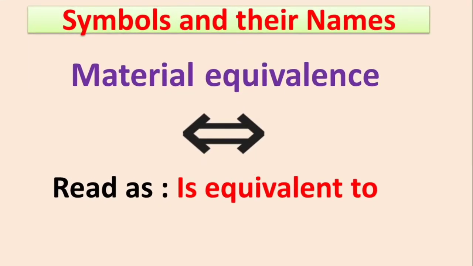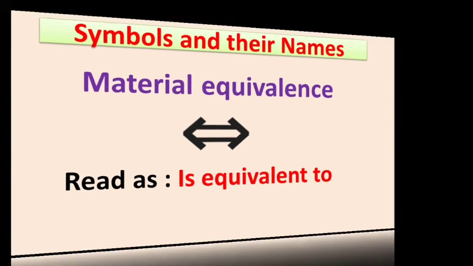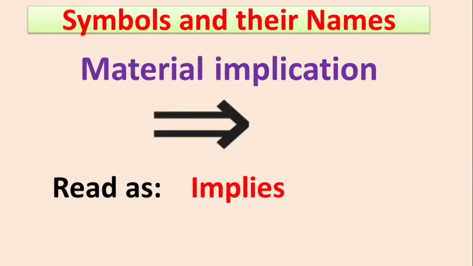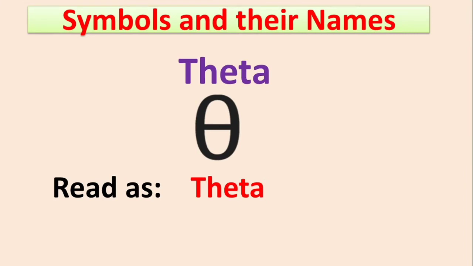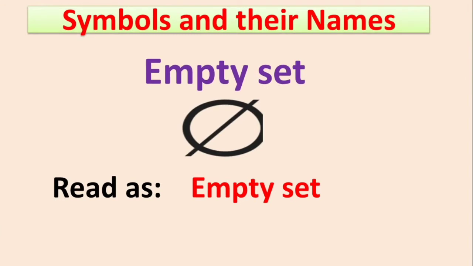The next symbol is of material equivalence. It is read as is equivalent to. This next symbol is of material implication and read as implies. More than 50% of students watching this video know this symbol. This is symbol of theta. It is used to represent angles. This next symbol is of empty set. It is read as empty set.